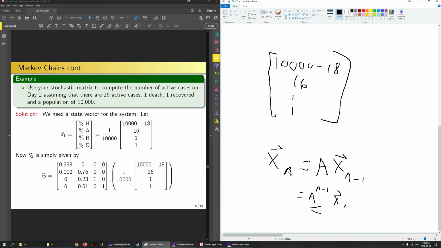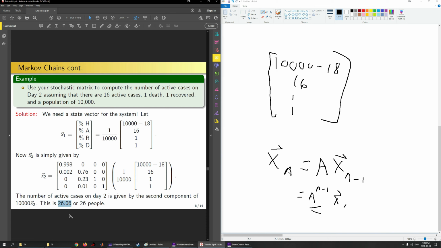So from here, that's what my x2 is, but I want to figure out how many active cases I have on day 2. If I multiply this all out, I can take the second component, the second term in the product, to figure out what percent of people are active cases, but I need to convert that to a raw number of people, so I just multiply by the population. If you do the math, this is 26.06, or 26 people.